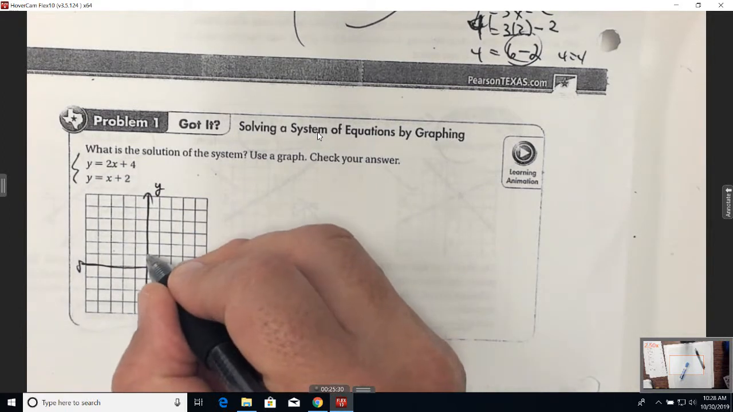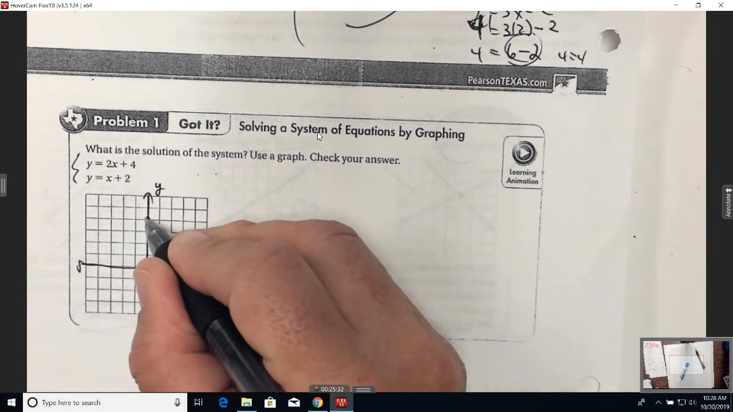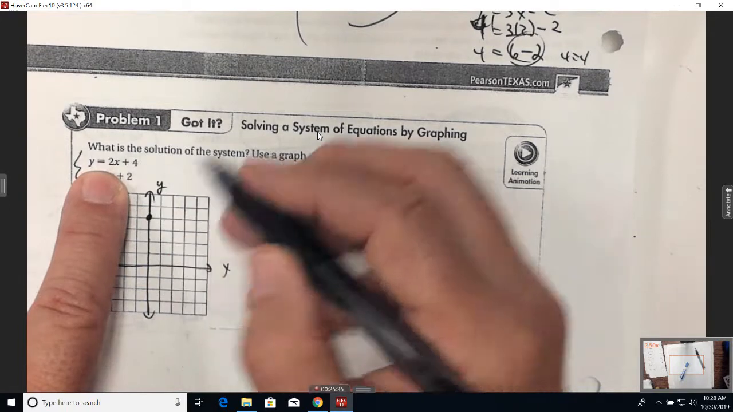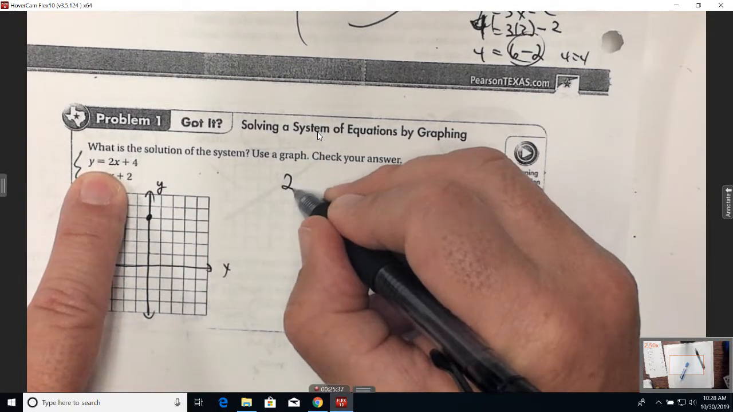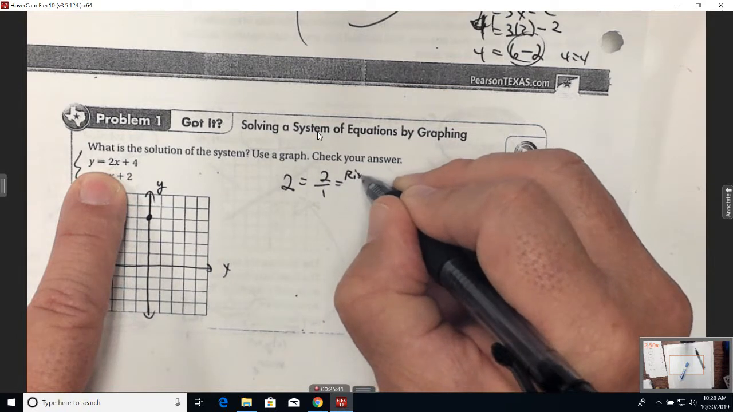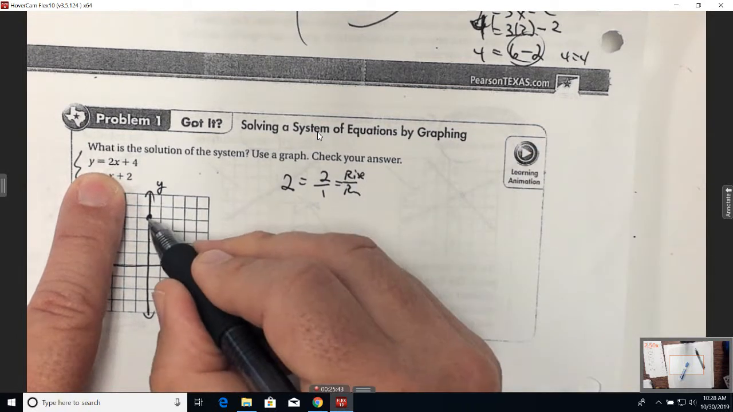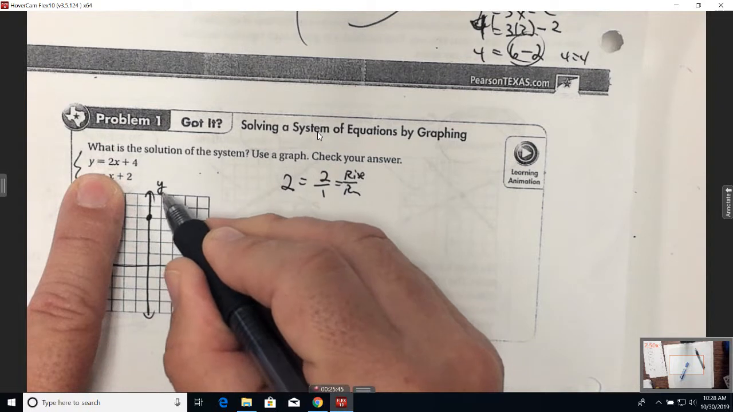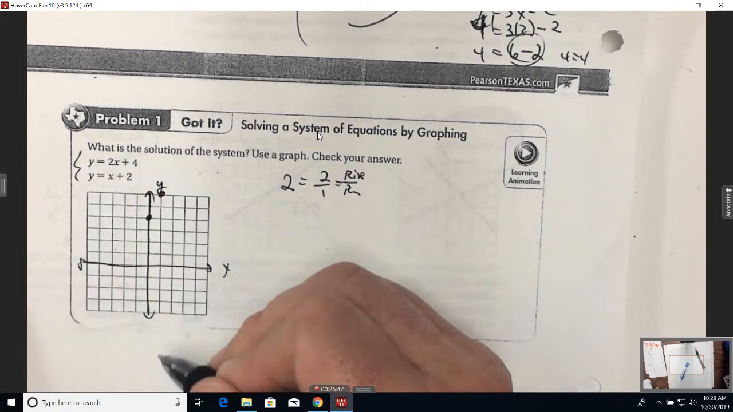4, so I'll put a dot at 1, 2, 3, 4. So this crosses the y-axis at 4, and use the slope, which is 2, to find other points. 2 is the same thing as 2 over 1, and that tells me my rise over my what? Run to find other points. So rise up 2, run to the right 1. Can't go anywhere else, right?